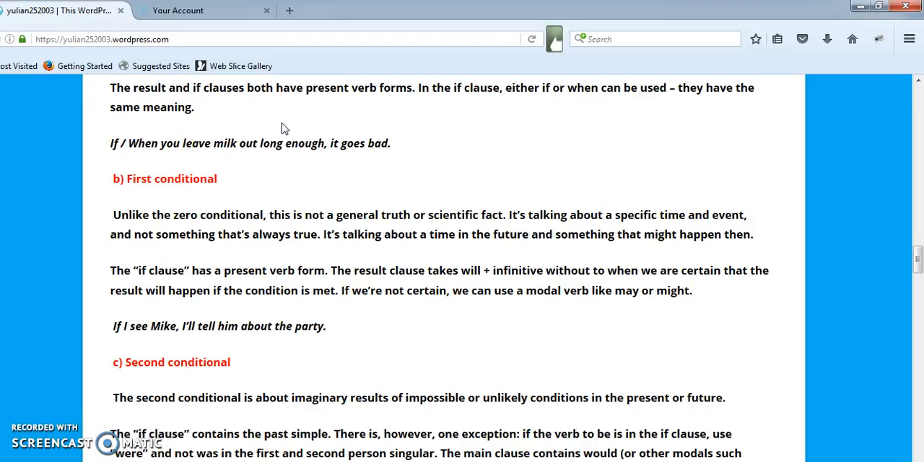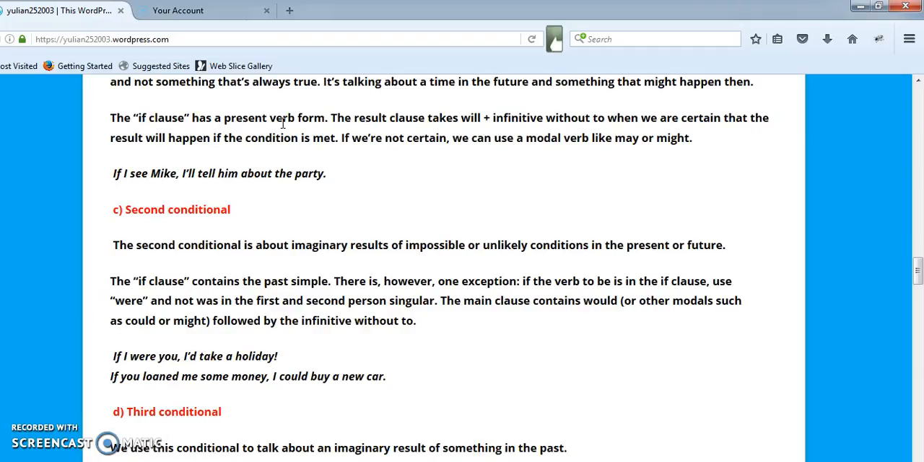If I see Mike, I'll tell him about the party. This is the condition. If I see Mike in the future, I'll tell him about the party. Okay? The second conditional. The second conditional is about imaginary results of impossible or unlikely conditions in the present or future.